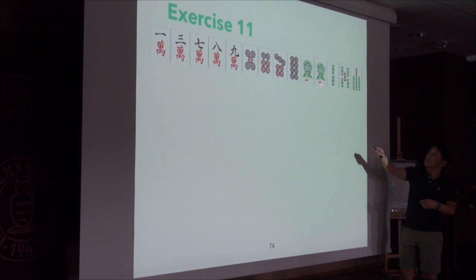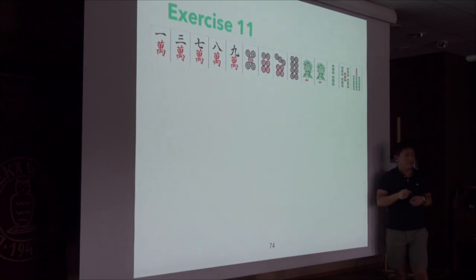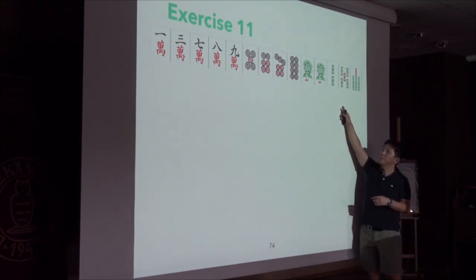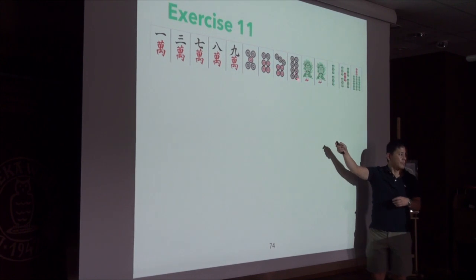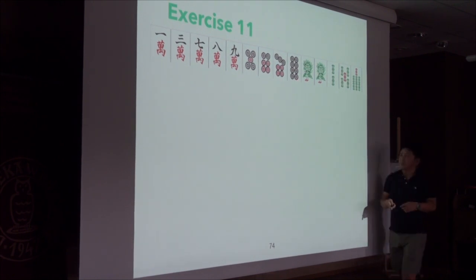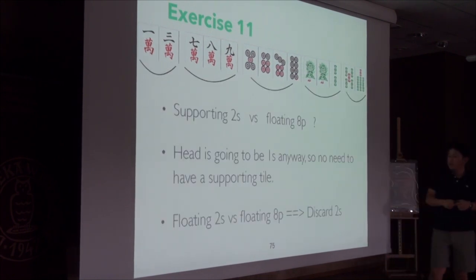And plus this is the only pair that we have in the hand, so this will become a pair anyway. So 2 is pretty useless now. So discard 2 and keep 8, right? Right. So I think this is what I have for the first part.